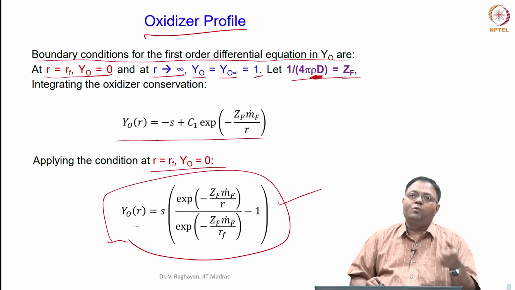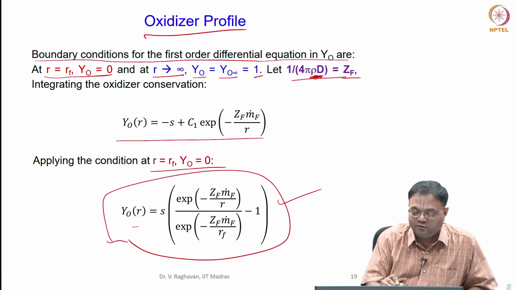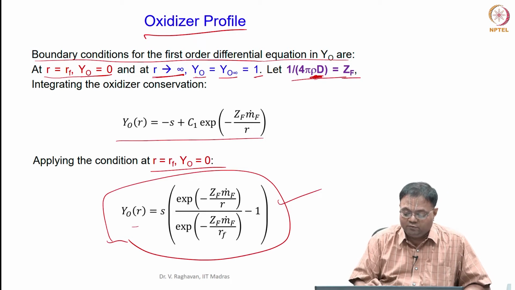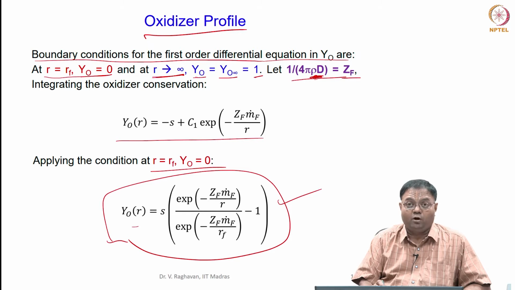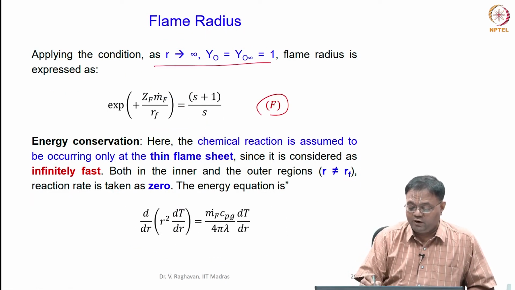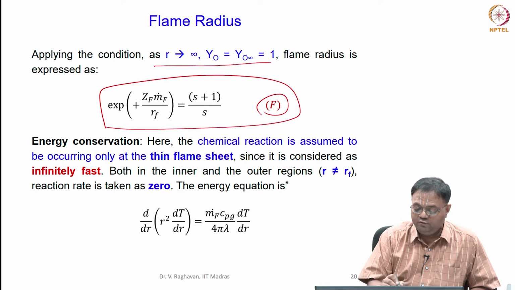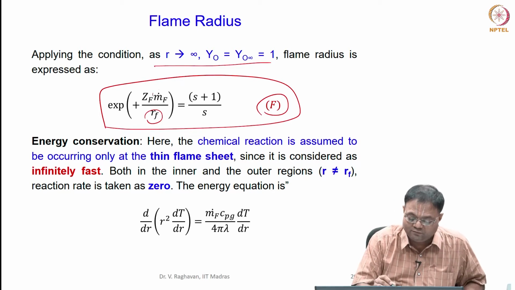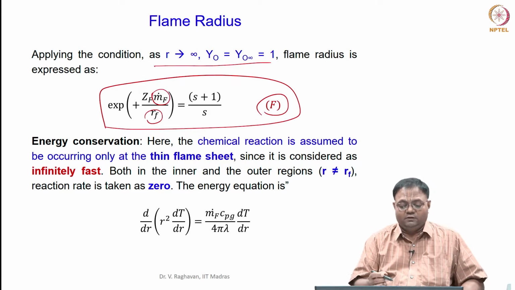Then I will use one more boundary condition in the profile, which is nothing but as R tends to infinity, YO tends to 1. When I put R infinity here, 1 by infinity is 0, so this is 1 by this minus 1, 1 by exponent of minus ZF m dot F by R, minus 1, and that will be equal to 1. So when I use this, I get another equation which I call F. This equation involves the flame radius. Please understand that it has two unknowns, flame radius as well as this m dot F.